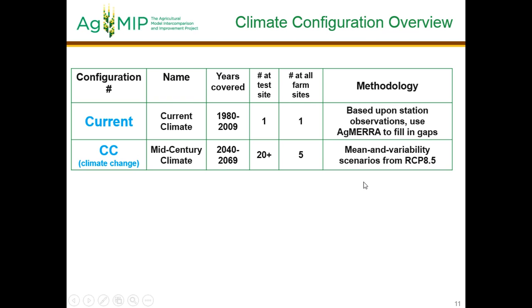All right, and we have also narrowed it down to look at the mid-century climate, which is 2040 to 2069, and we will be using just one set of methodology, which in this phase is going to be the mean and variability scripts that we explored in phase one, but this is now front and center for phase two. And we'll talk more about that in a little bit.